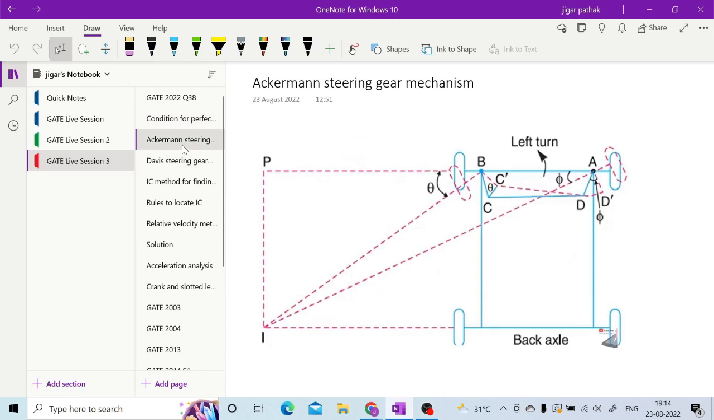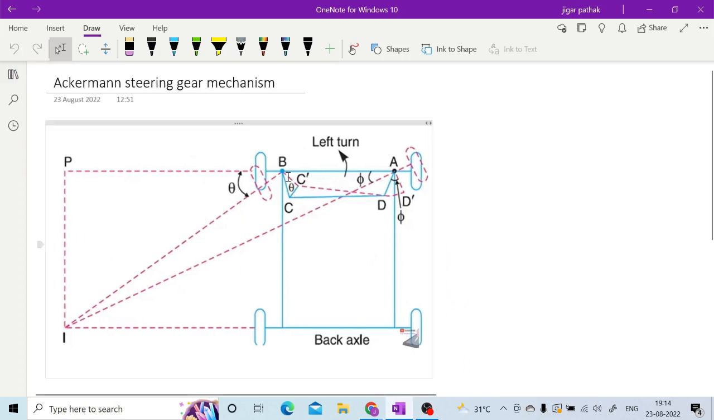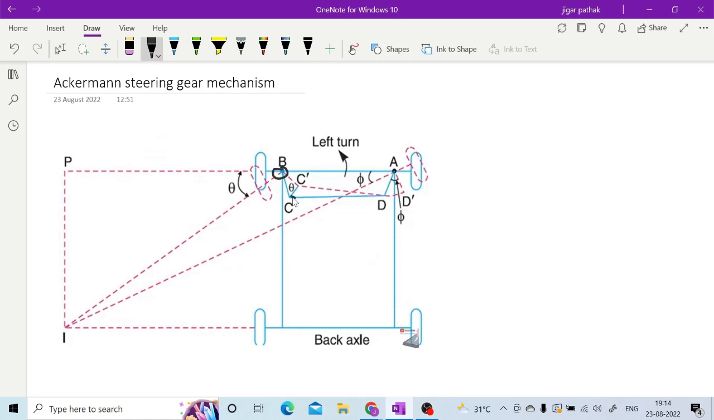Now there are different types of steering gear mechanism. If you see the Ackermann steering gear mechanism, this is the mechanism, right? A, B, C, D. All the pairs are turning pairs in this Ackermann steering gear mechanism, and it is shown how this mechanism will look when it is taking a left turn. The changed position is shown with the dotted lines, right?